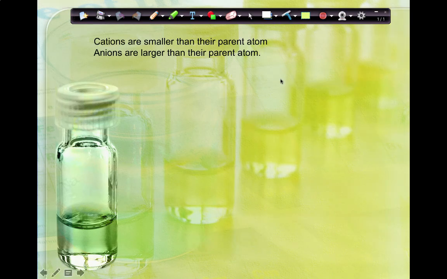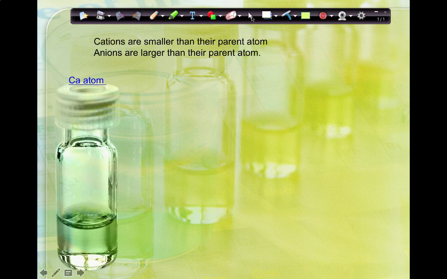All right, so when we remove and add electrons, the size also changes. Cations are smaller. We remove electrons and then they become positively charged, or cations. Anions will be larger, and that's because we're adding electrons to them, so we're adding more electron-electron repulsions.